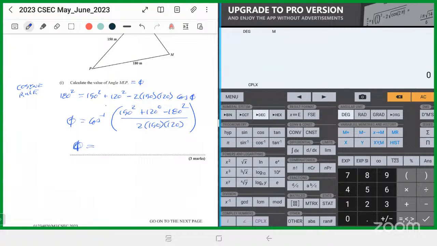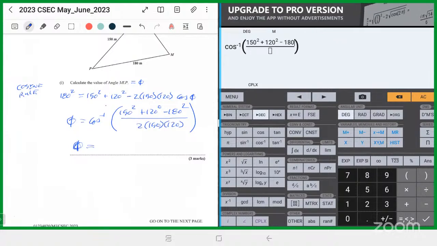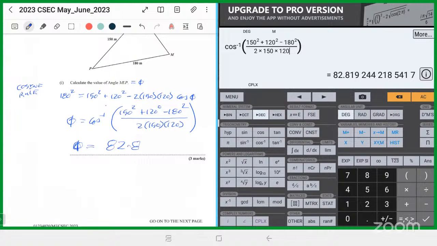Sometimes a good way is to just use a symbol to reference an angle. It's easier. Let's start: cos to the minus one of 150 squared plus 120 squared minus 180 squared, all over the denominator. That gives 82.8 degrees.